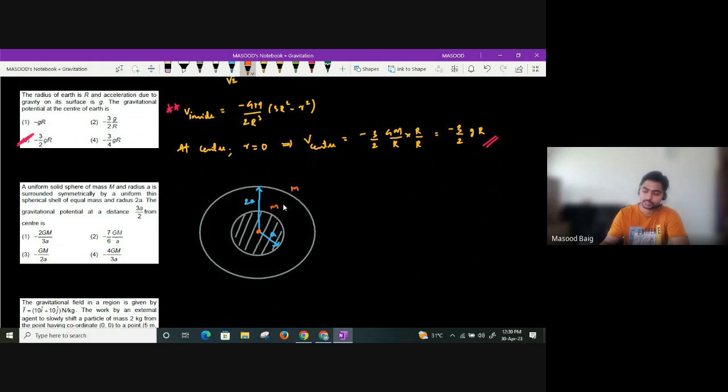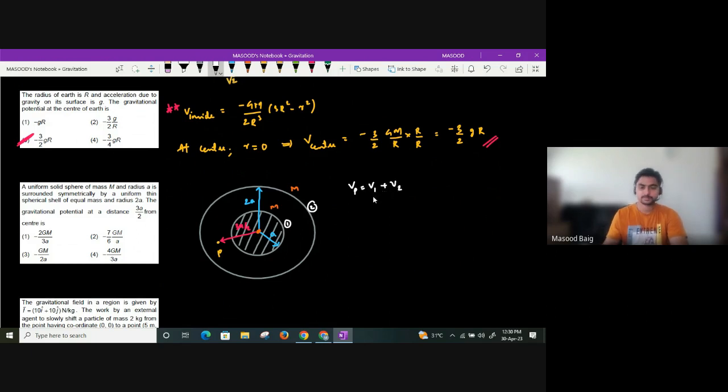Where are they asking us to find? They're asking us to find the potential at a point P. At how much distance is this point? This point is at a distance 3a by 2. Means obviously it will be outside, or not? Yes. So the potential at any point will be the potential due to all the masses present in the system. You can take the first object as well as the second object. So what will it be? It will be the potential due to the first mass as well as the potential due to the second mass.